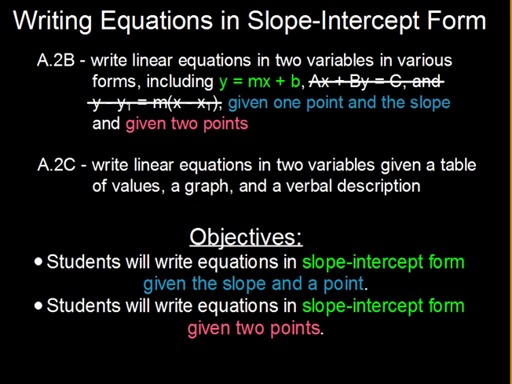And also 8.2c, write linear equations in two variables, given a table of values, a graph, and a verbal description. And since we're only dealing with slope-intercept form, we have marked out the standard form and point-slope form. Our objectives today: students will write equations in slope-intercept form given the point and a slope, and students will write equations in slope-intercept form given 2 points.